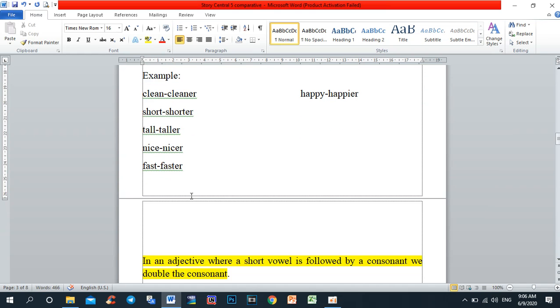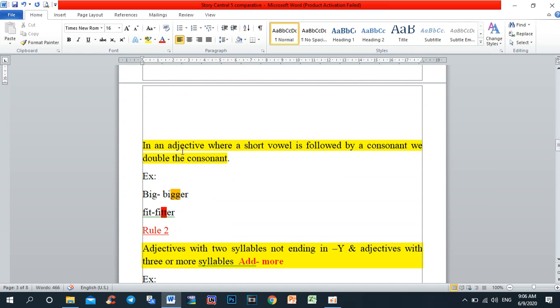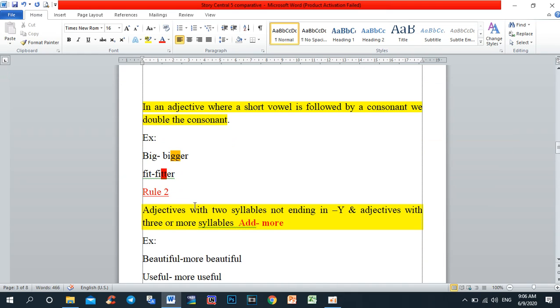Happy, happier. Okay. In an adjective where a short vowel is followed by a consonant, we double the consonant. Okay, look at the word big.